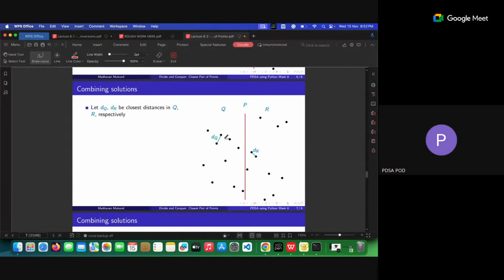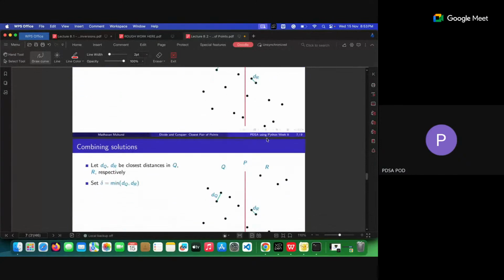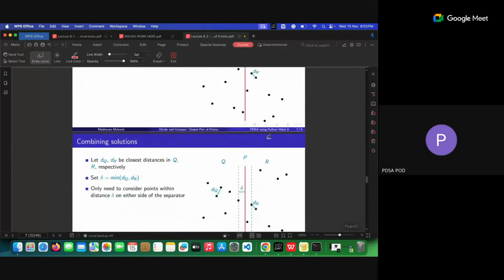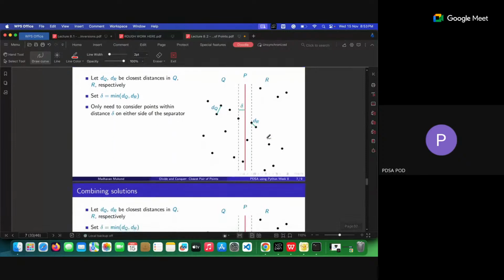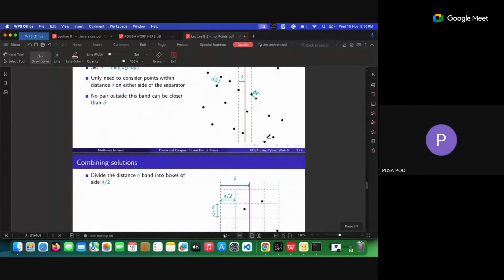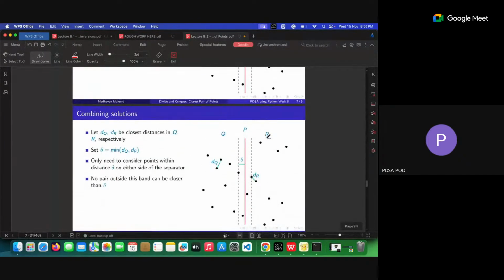The shortest one is dq here. The shortest one is dr here. We found that dq and dr are the closest pair of points which you find in the two different partitions. So in this, we are trying to combine them. How to combine them is, there is lambda. Yeah, here it is, the lambda expression.